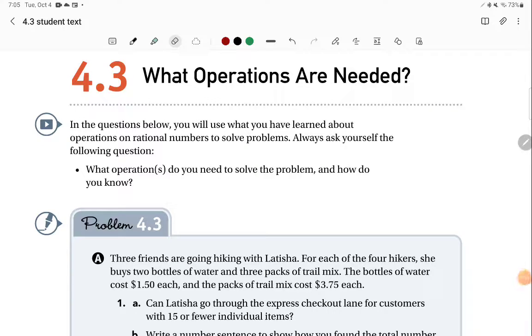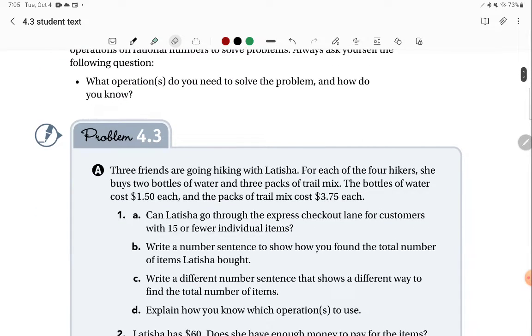In this video, we're going to be taking a look at 4.3, what operations are needed. In this section, this is where everything that we've been doing in this whole unit kind of comes together, and we use a little bit of everything to solve some problems. On a lot of these, make sure you read and understand the question first, like for example, on part A.